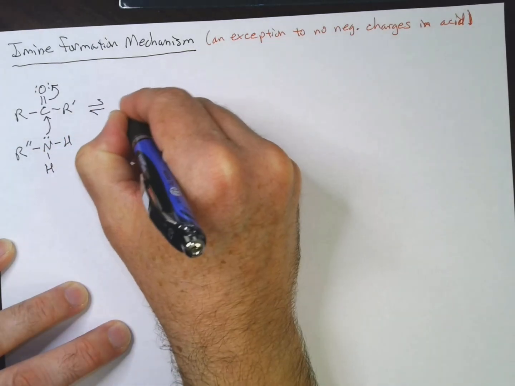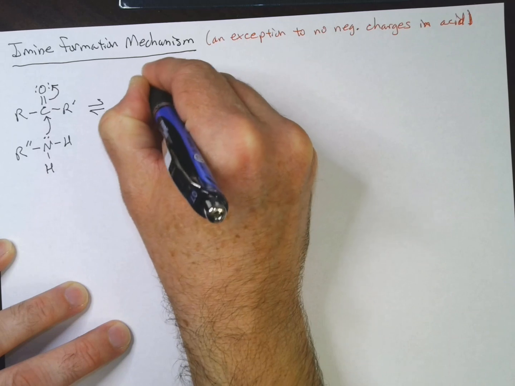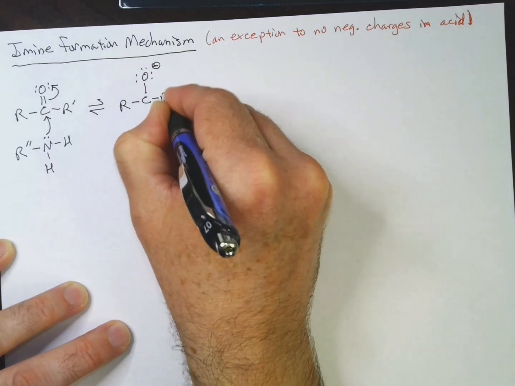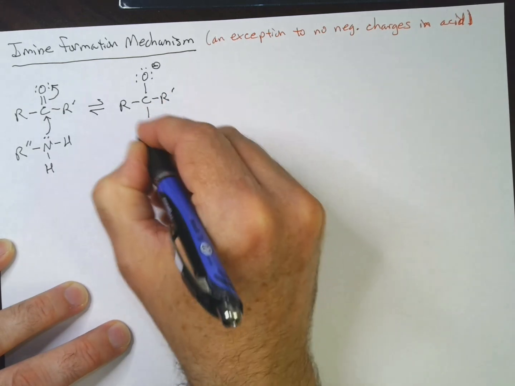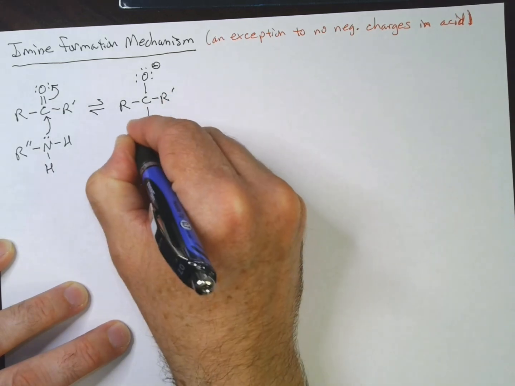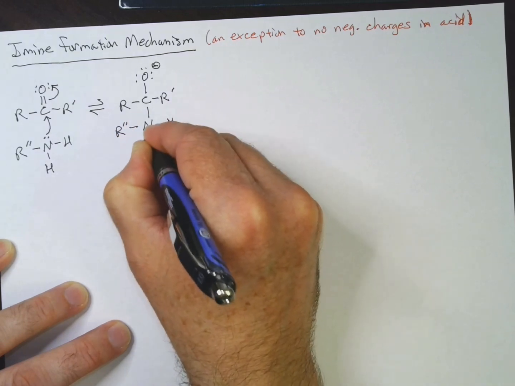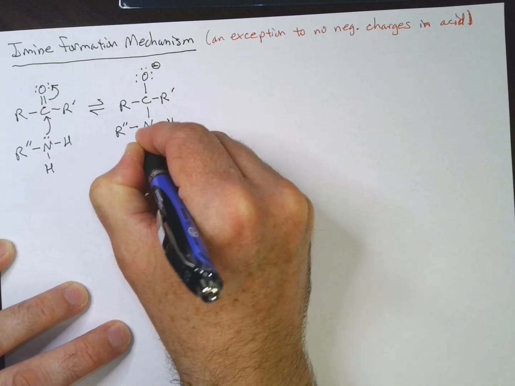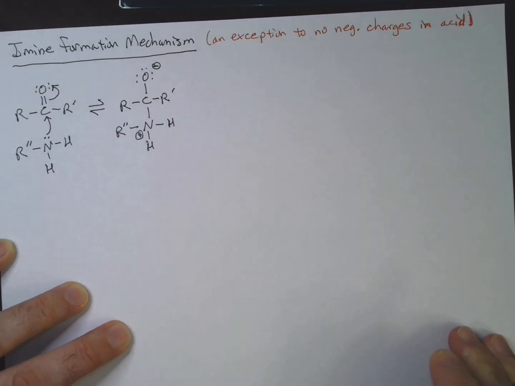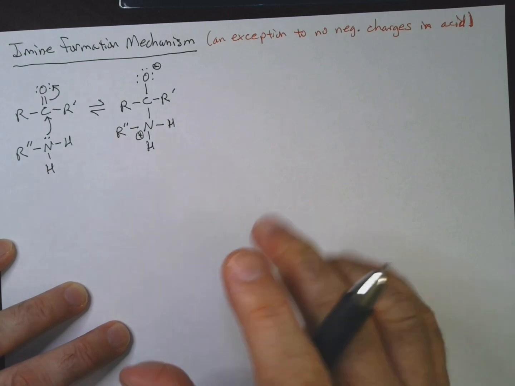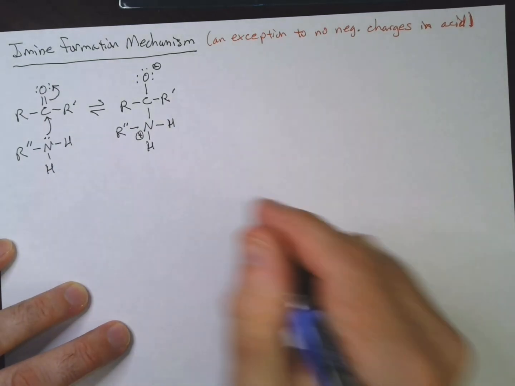This gives us now we have RCO with 3 lone pairs and a negative charge, R prime, and then here we have N, R double prime, H, H with positive charge. Okay, the next step is some proton transfers.